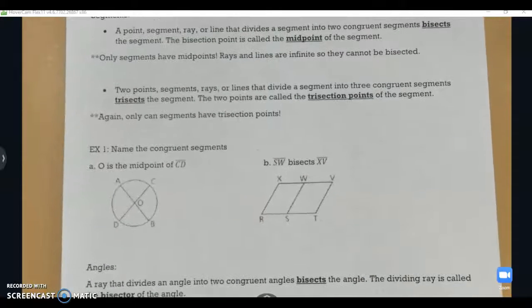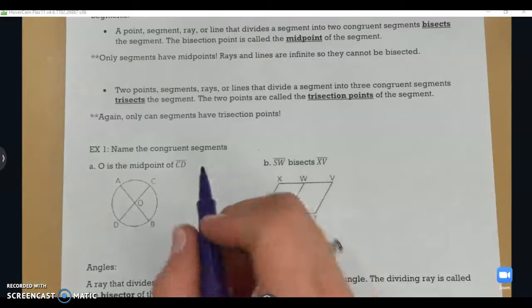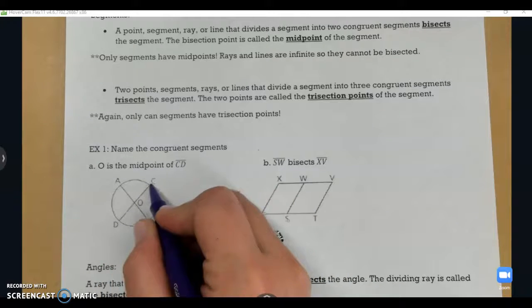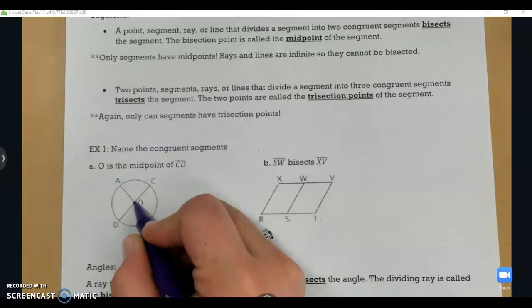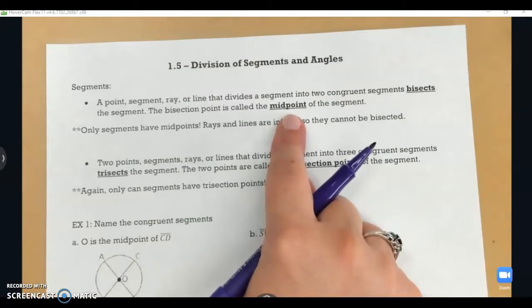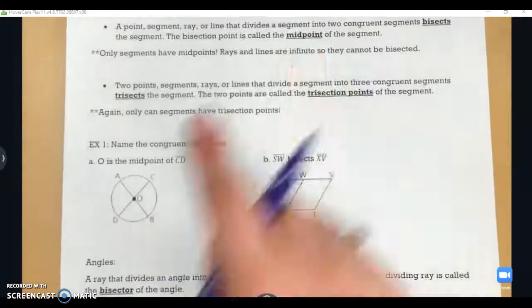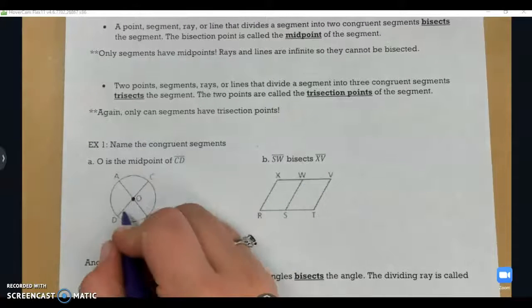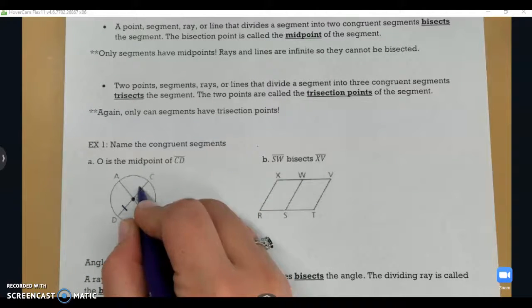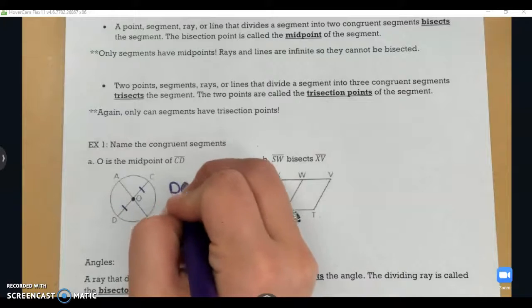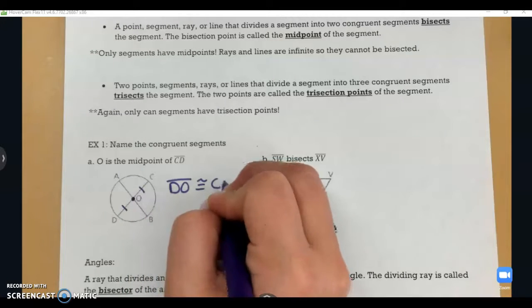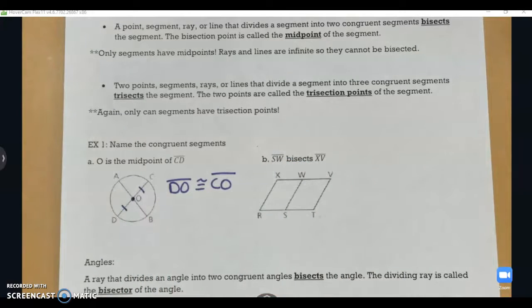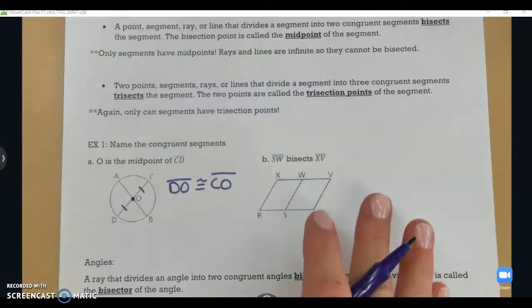So let's look here. If O is the midpoint of CD, let's name the congruent segments. So in segment CD, that's from here to here, if O is the midpoint, remember the midpoint is the bisection point, which means O has bisected DC, which means that DO is congruent to CO. So segment DO is congruent to CO. And you could also write those two segments as OD and OC because for segments the order does not matter.